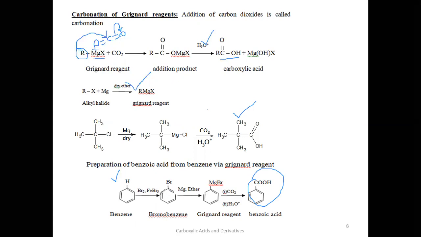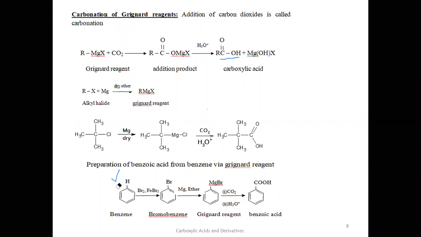The mechanism you have already studied last year, I think. When you use this reagent, this hydrogen will be substituted, electrophilic substitution with Br. Now add magnesium and ether, it will become a Grignard reagent, then followed by CO2, nucleophilic addition will take place here, followed by hydrolysis, this will give benzoic acid. Okay, so this is how by carbonation of Grignard reagent, we can prepare carboxylic acids.